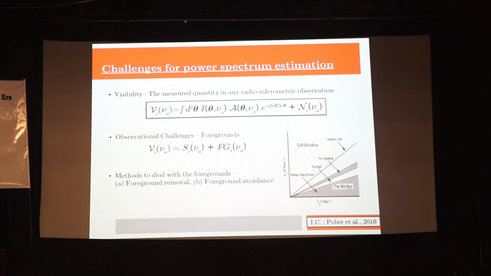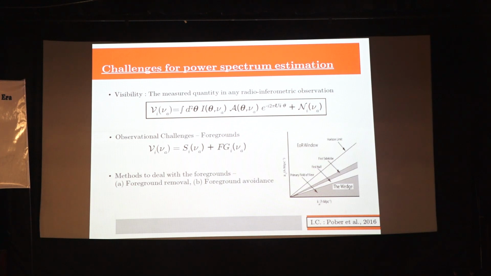Now, we start with the visibility data, which is the fundamental quantity that is measured in any radio interferometric observation, which is defined as the Fourier transform of the specific intensity distribution in the sky, modulated by the primary beam of the telescope. And each visibility measurement will have an additive system noise, which we assume to be a Gaussian random variable with zero mean and some RMS sigma n square. And we assume that the noise in two different visibility measurements are uncorrelated for two measurements at two different baselines, two different frequency separations, and for different timestamps of observations.